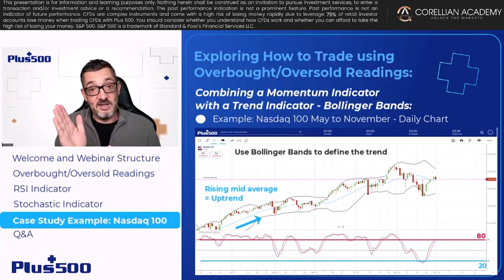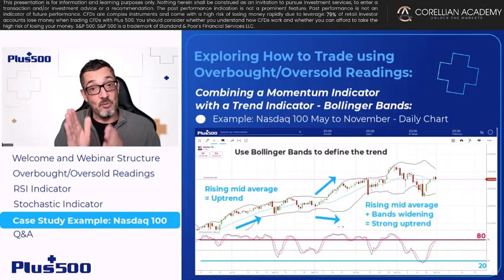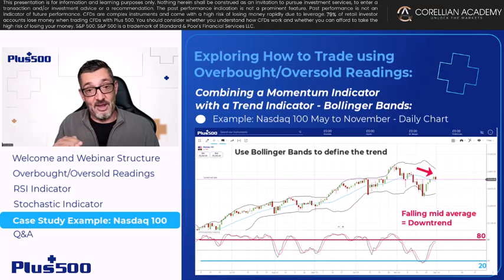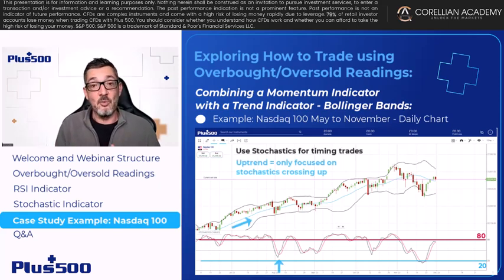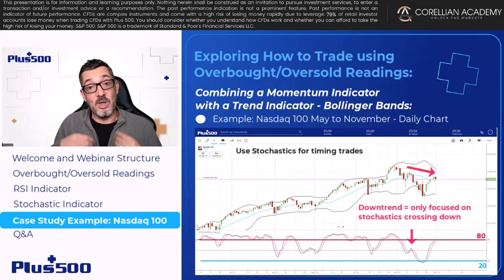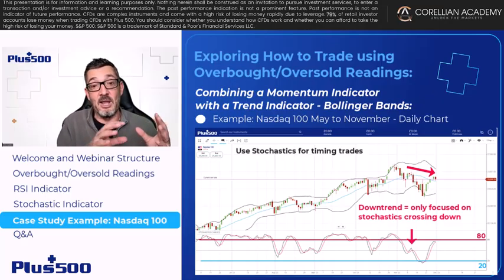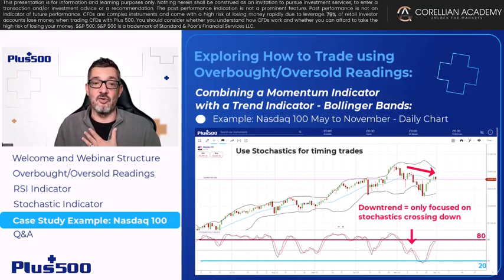The mid-average rising is an uptrend. The mid-average rising with bands widening is a strong uptrend. The mid-average falling is a downtrend. The mid-average falling with bands widening is a strong downtrend. Once we know the trend, we use stochastics only for timing. In an uptrend, we only care about the stochastics crossing up. And in a downtrend, we only care about the stochastics crossing down. That's it. No guessing, no worrying about whether an overbought or oversold reading should work. We're simply aligning momentum with the prevailing trend.